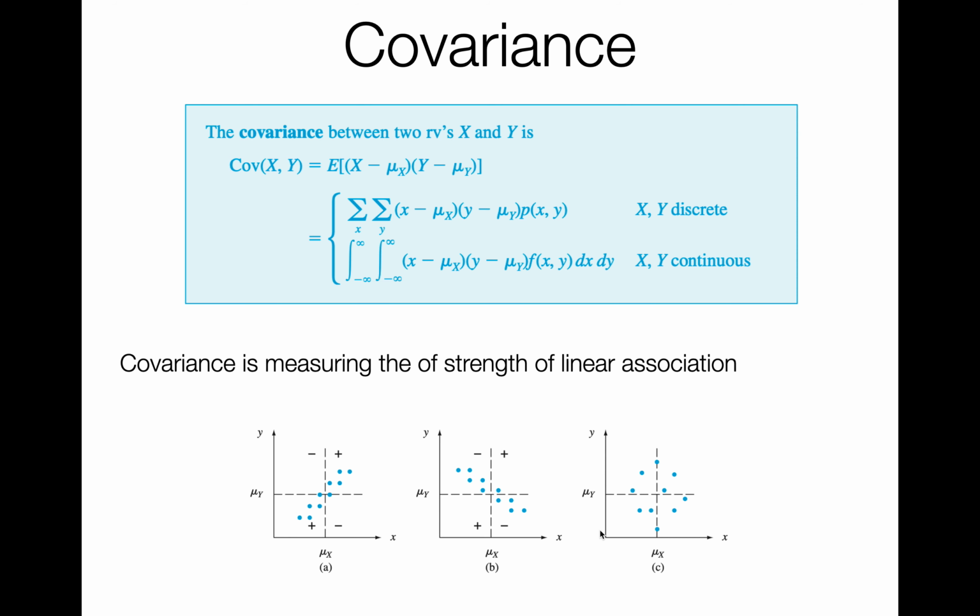If there's no relationship between the two, so as x goes up, y really doesn't do anything, or the other way around, then the covariance will be 0. So 0 means no relationship between x and y. Positive means a positive relationship, and negative means a negative relationship. That's the sign.